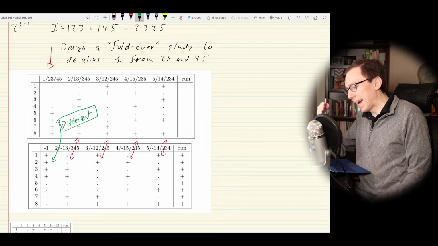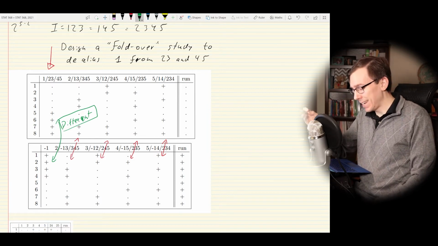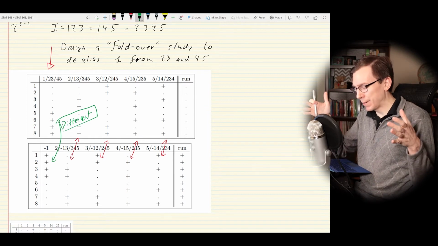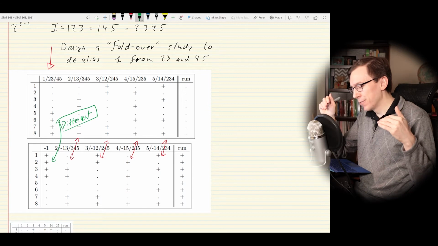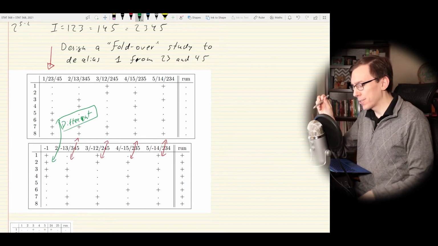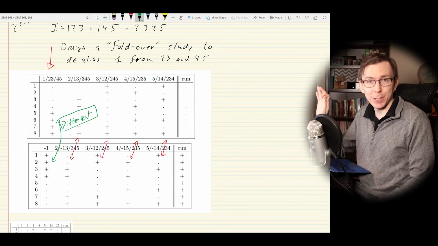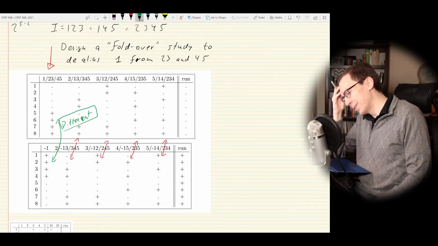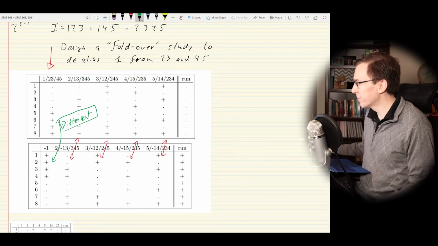If we go back and replace the dot with a minus sign, then all I'm doing is saying, find another 8 participants for your study and do the exact same thing. But now for that first factor, factor 1, we're going to flip the value. And everything else is going to remain the same. So what does that actually do?